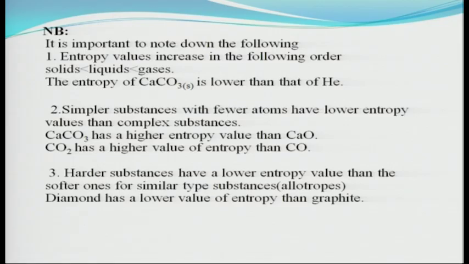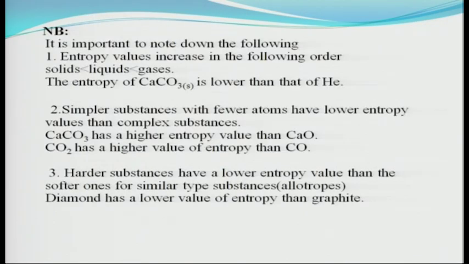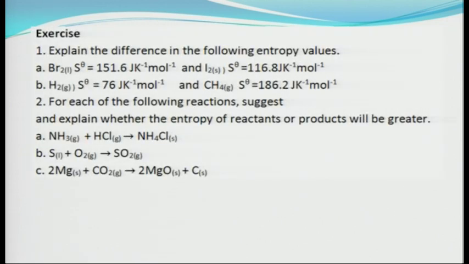We compare diamond and graphite. Diamond is called the hardest substance, and it has 2.4, while graphite has 5.7. The harder it is, the more complicated it is for the molecules to move, and the lower the entropy values. So we have a simple exercise here.